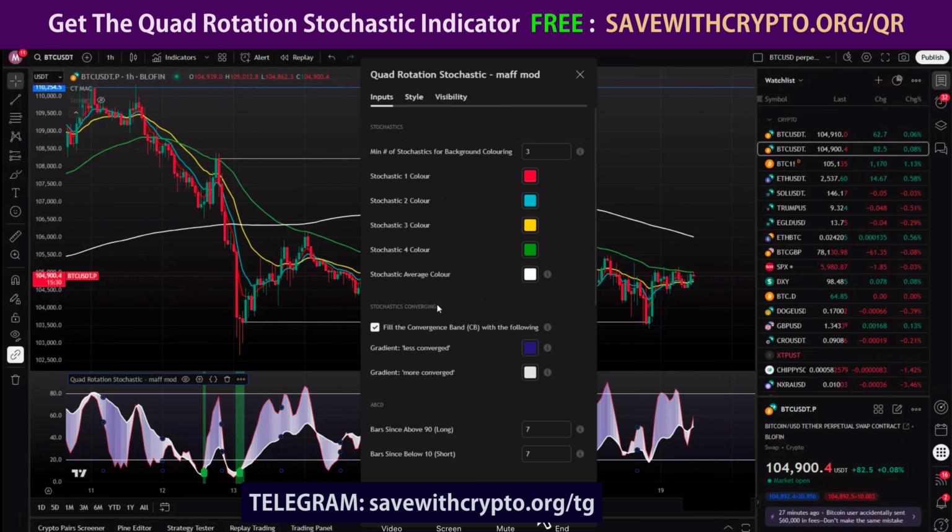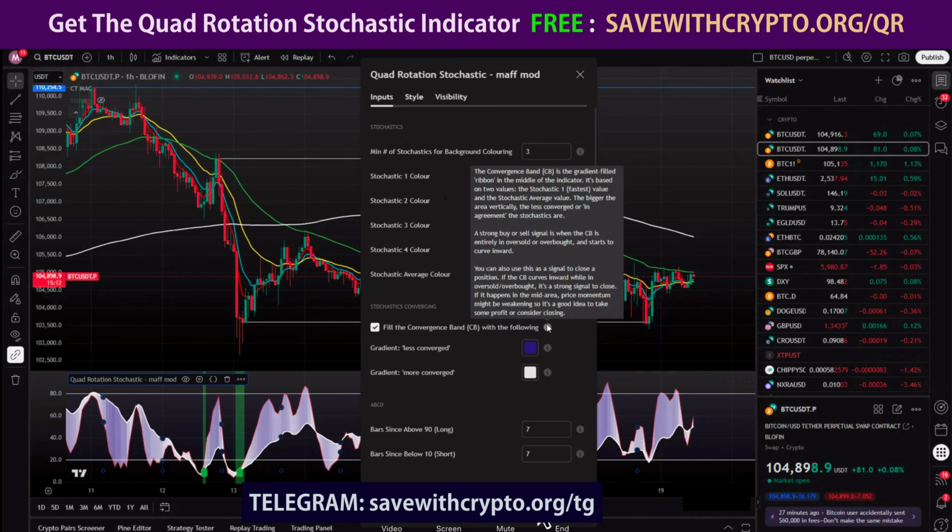Then for the converging, I'll probably call that convergence band now that we settled on that name. I've started to go through the script, just updating those. So I've got an explanation there now for the convergence band. I'll change ribbon. It's a gradient filled band in the middle of the indicator, and the stuff I was explaining earlier, it's based on the 2 values.